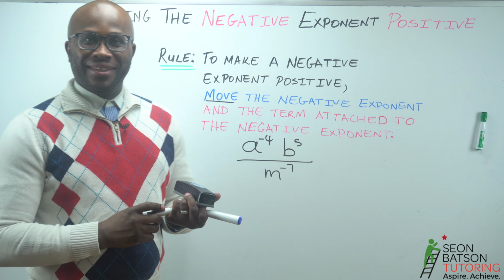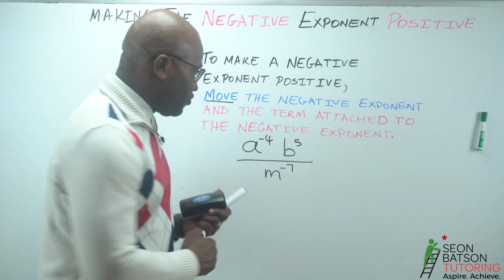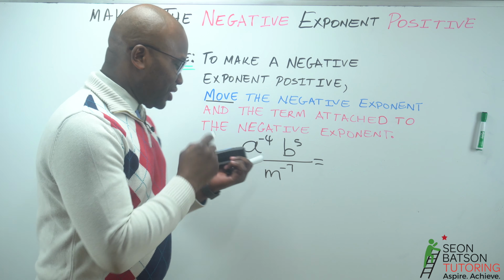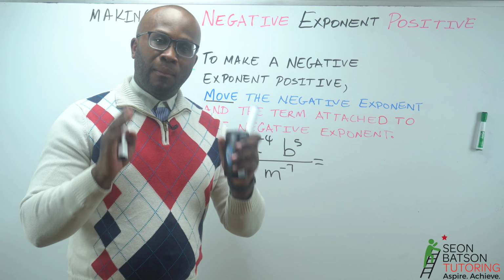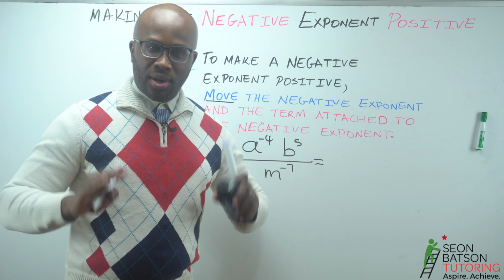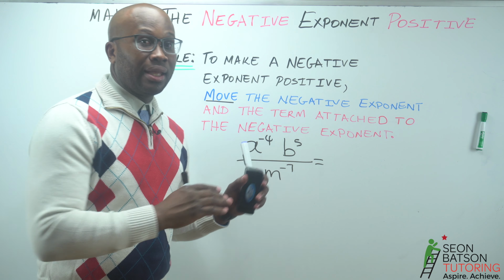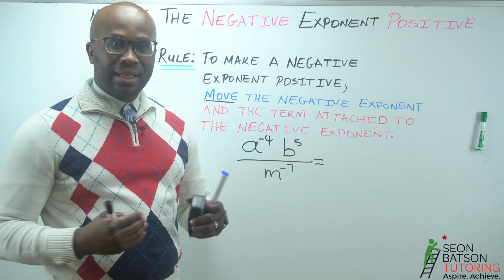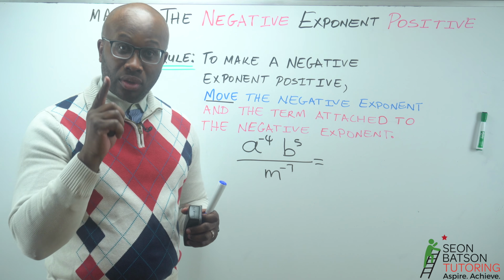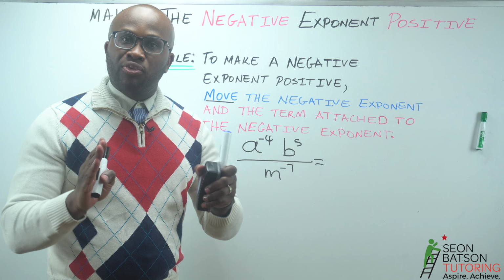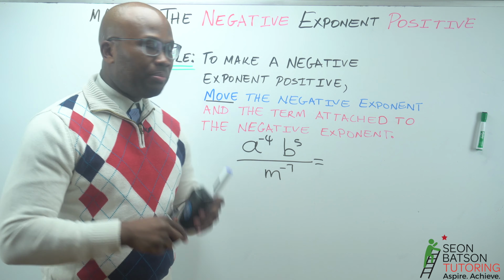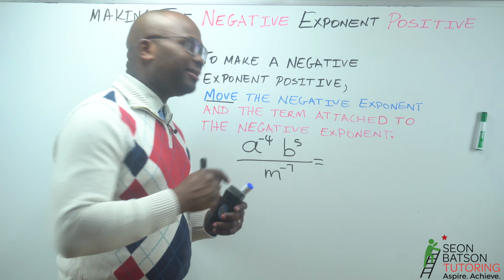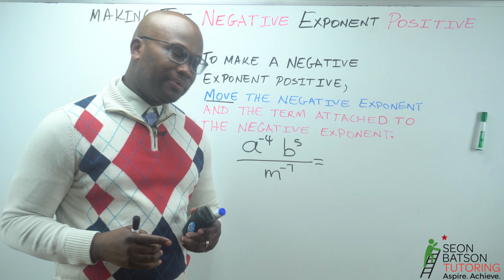Look at this right here. Now, this is what I want you guys to do for me. I want you to try this one right here. Okay? I want you guys to give this one a try. So what you can do for me is this. Pause the video. Yes? Pause the video. If you need to, go back and look at the examples that we just worked, and then come back and try this one. And then let's see if we get the same answer. You got this. I believe in you. Just remember the rule. To make a negative exponent positive, simply move the negative exponent and the term that's attached to the negative exponent. So try it.